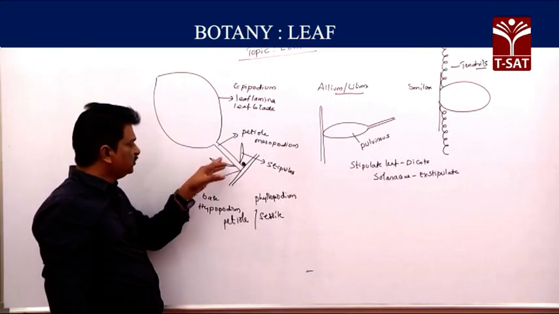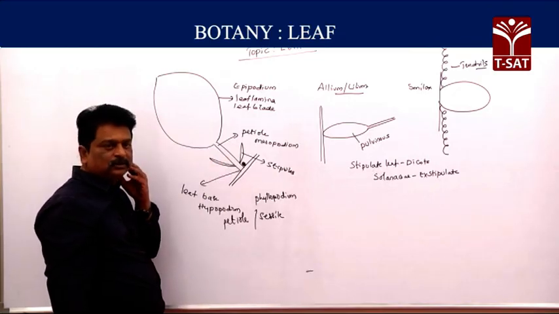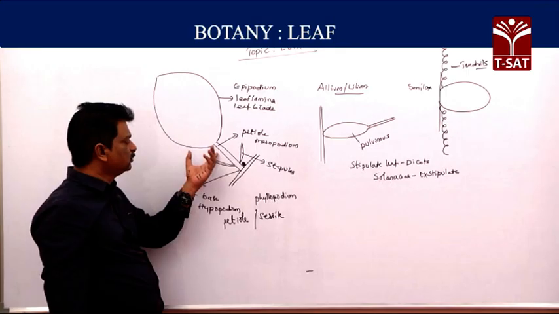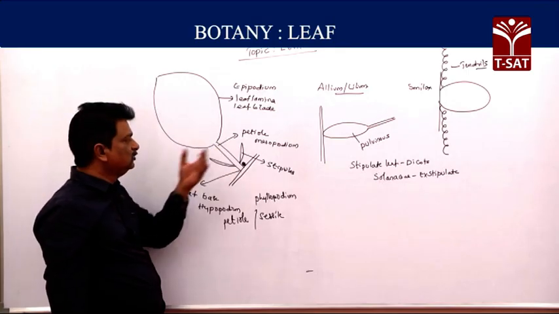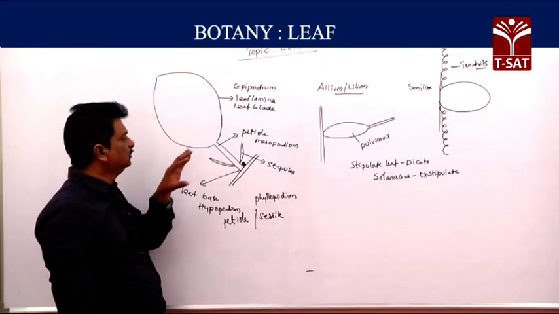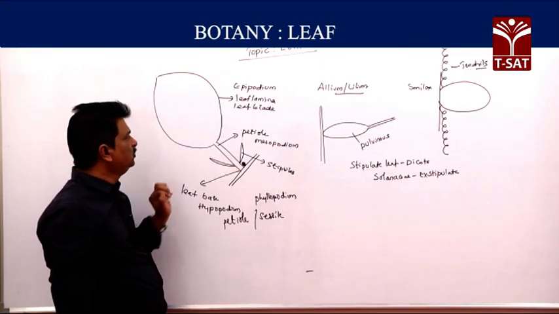And the petiole is thin and flexible. It allows the leaf lamina to flutter in the wind. So that is about petiole.